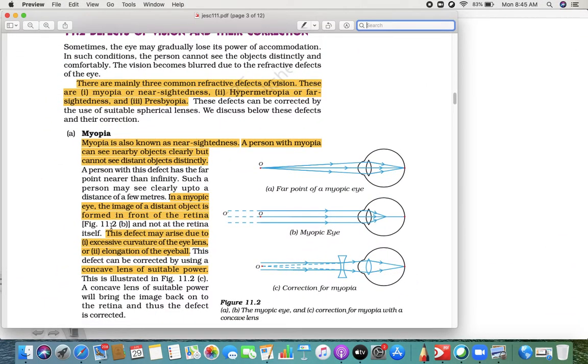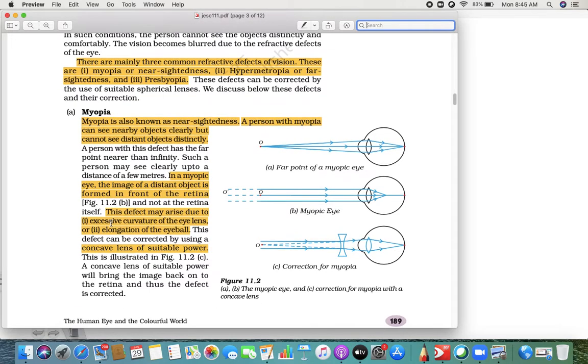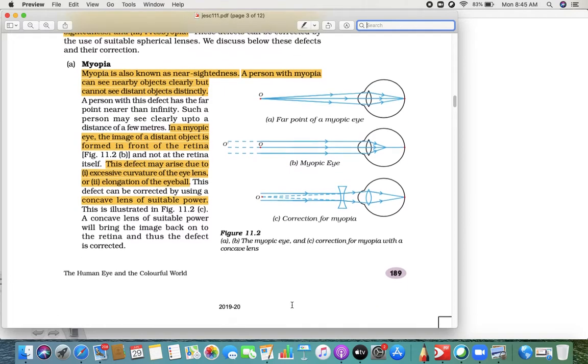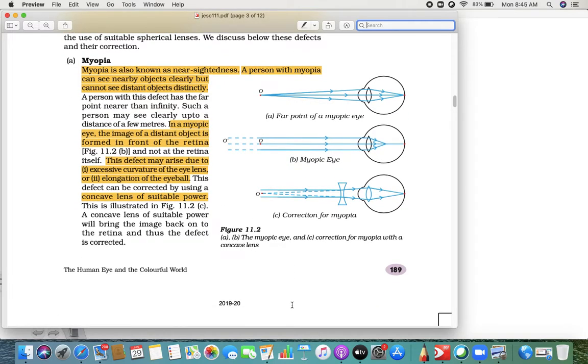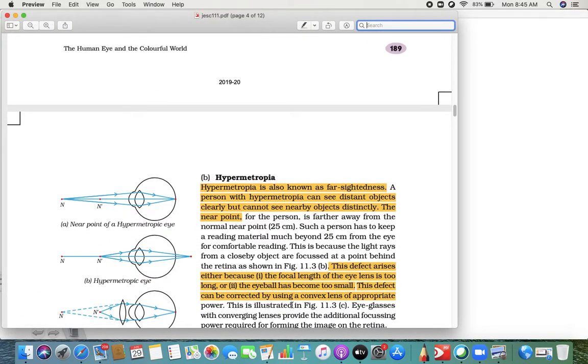In myopia, again I'll quickly reframe. Myopia is nearsightedness. A person can see near objects clearly but cannot see far objects. For that person, the farthest point is not infinity, but nearer than that. There are two reasons: excessive curvature of the eye lens and elongation of the eyeball. And in order to correct it, what lens do we use? We use a concave lens, because a concave lens increases the focal length. It is a divergent lens.